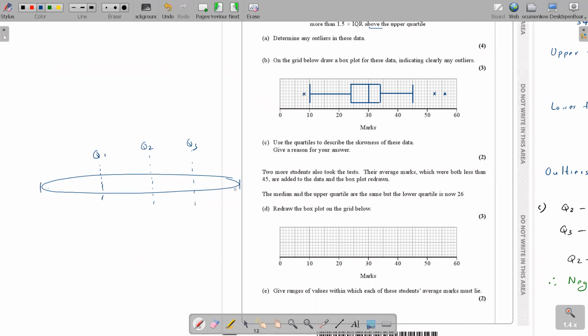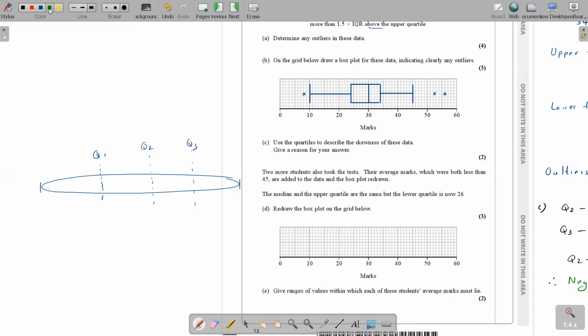This is how the data is equally divided. Each part equally divided means you have an equal number of people here, an equal number of people between Q1 and Q2, like you equally divide. So now they are saying 2 more students are also taking the test.